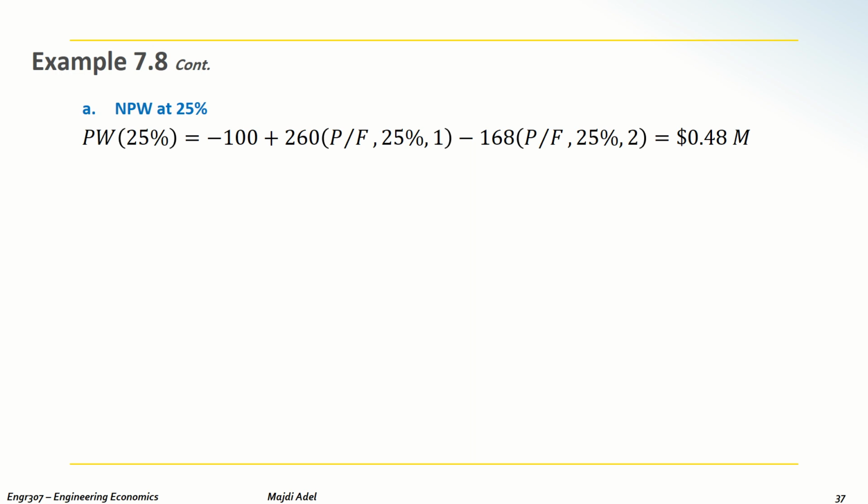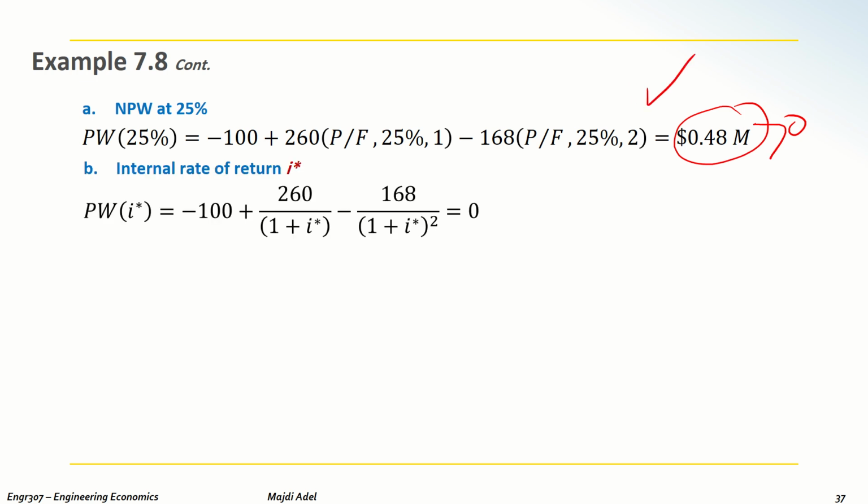Calculating net present worth: minus 100 plus 260 (P/F, 25%, 1 year) minus 168 (P/F, 25%, 2 years), the present worth is $0.48 million. And if we just look at the present worth, which is greater than 0, then based on the net present worth, the project is accepted. Now we need to calculate the internal rate of return for the project.